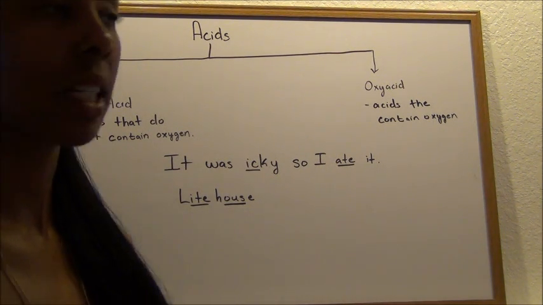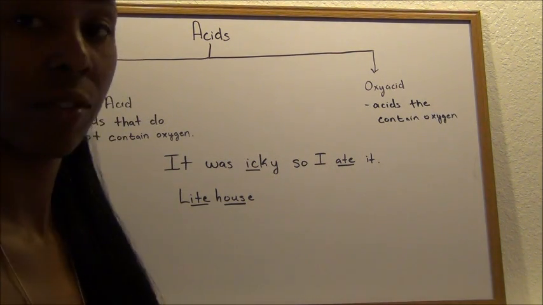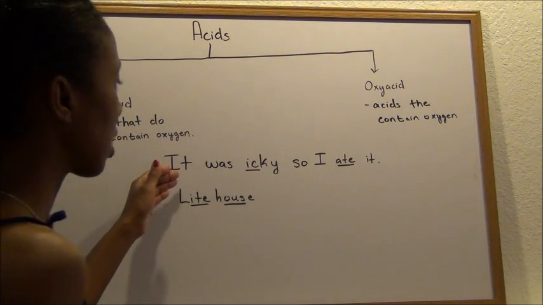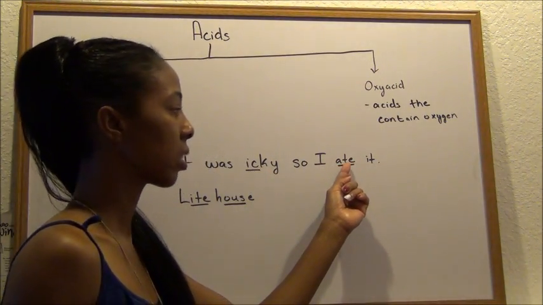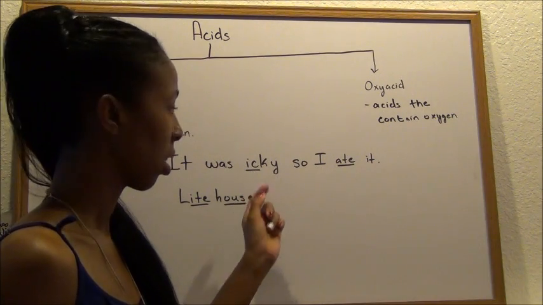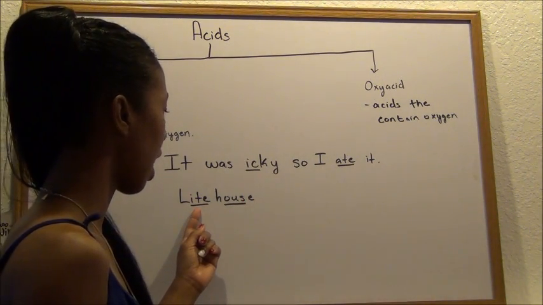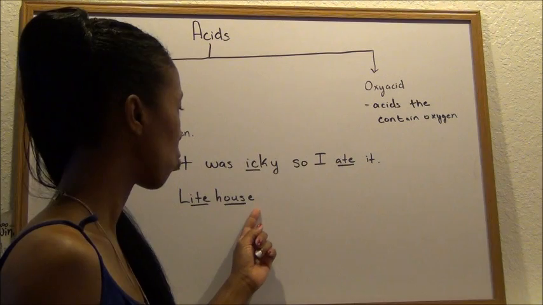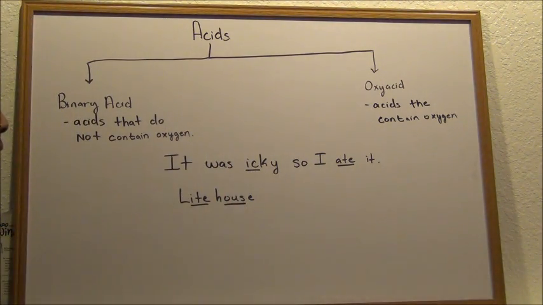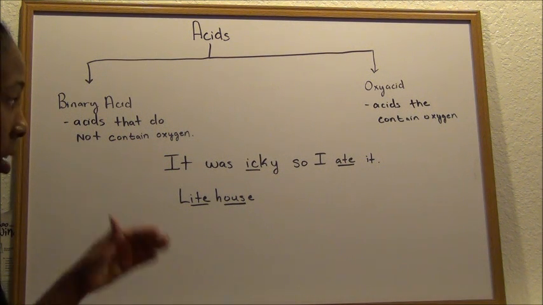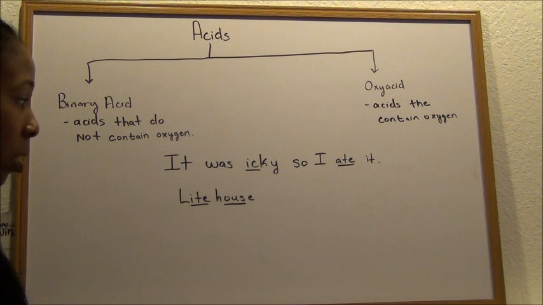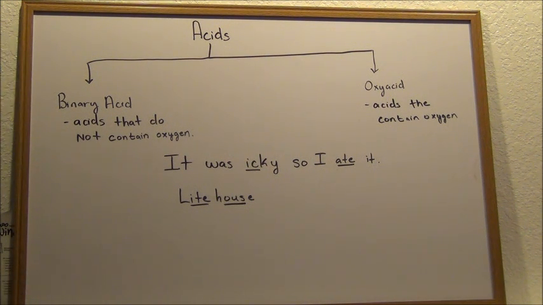So for oxyacids, you're going to have a polyatomic ion. And what this means is that if the polyatomic ion ends in ate, we would change the ate into ic. If the polyatomic ion ends in ite, we would change the ite into ous. This is how we would know what our suffix would be for our oxyacids.